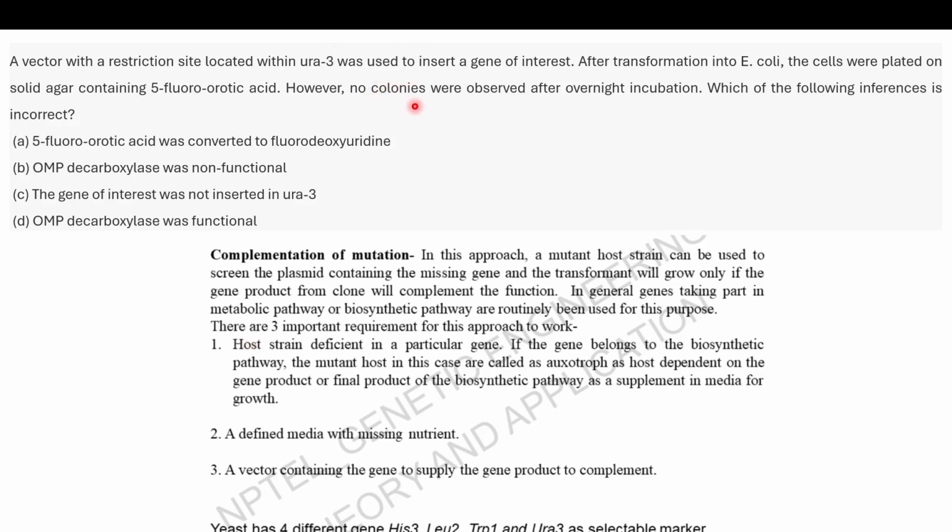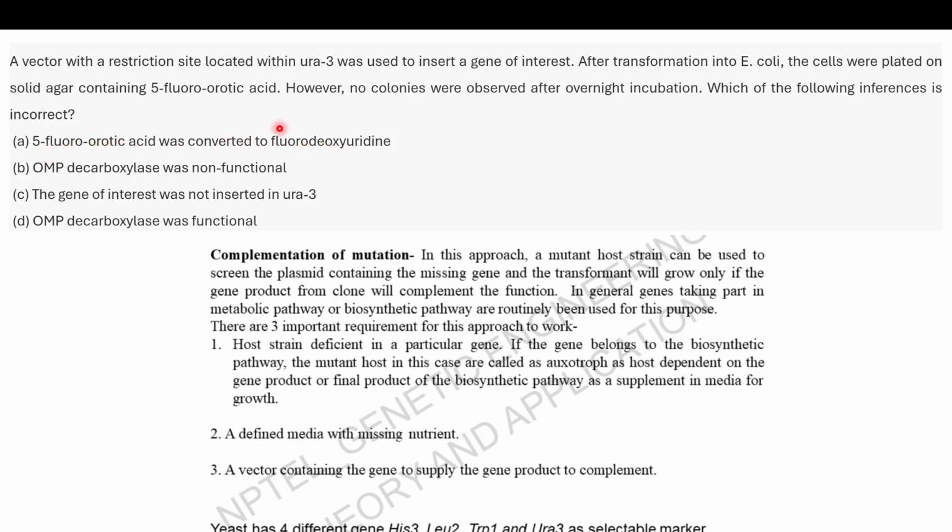So if no colonies are observed, then that means URA3 is functional because it is coding for functional OMP decarboxylase, which will eventually convert this acid compound, orotic acid, into a toxin that will kill the cells or won't allow these E. coli cells to grow. But if URA3 had that gene insert, then it wouldn't be able to code for a functional gene product, and colonies would have been observed. So if no colonies are there, which of the following inferences is incorrect?